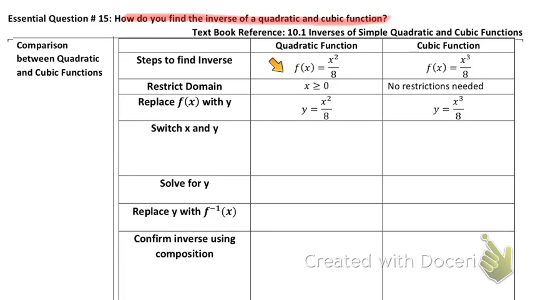So if you remember, we're going to replace f of x with y, which we did in this step. Okay? And then after that, we're going to switch the x and the y. So let's write that out. If we switch the x and the y, it looks like this. Okay? And then the next thing we're going to do is solve for y. So when we solve for y, I'll do the work here.